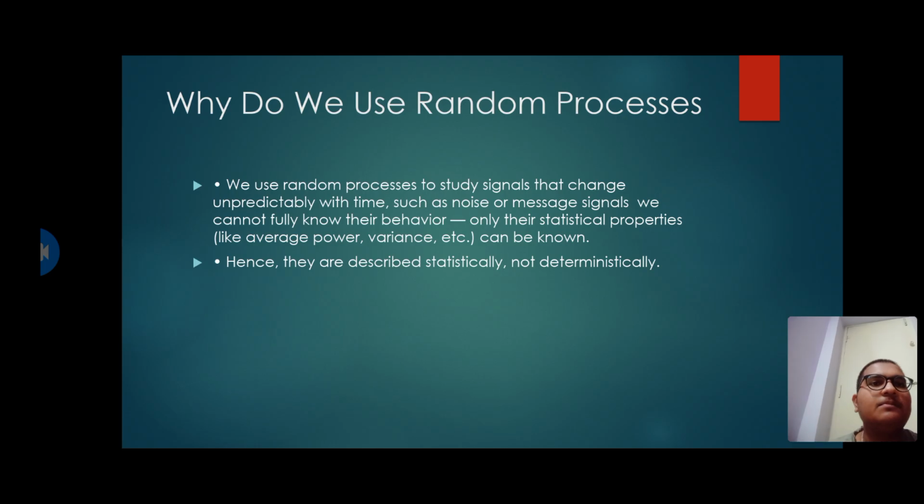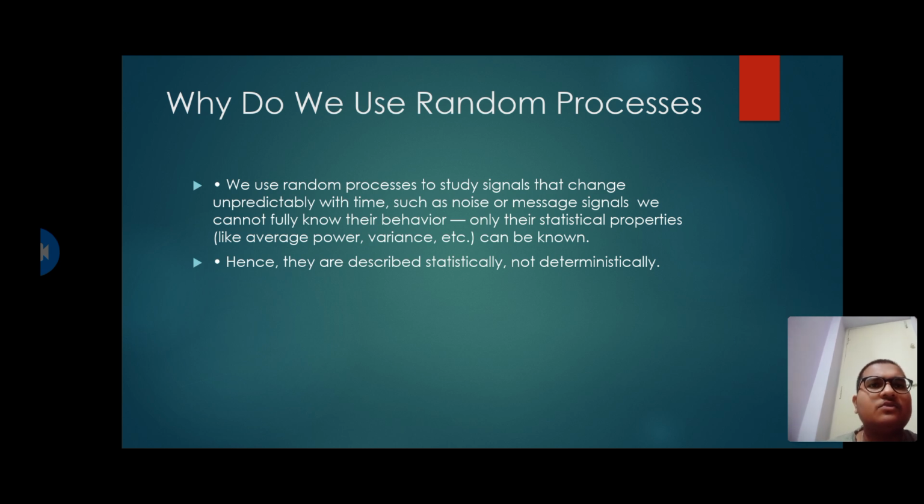We use random process to study signals that change unpredictably with time, such as noise or message signals. We cannot fully know their behavior. Only their statistical properties like average, power, variance can be known. Hence, they are described statistically, not deterministically. Yes, we can describe this random process.